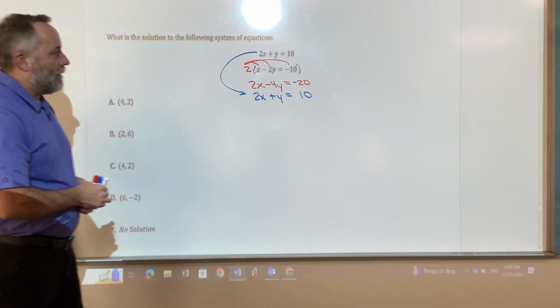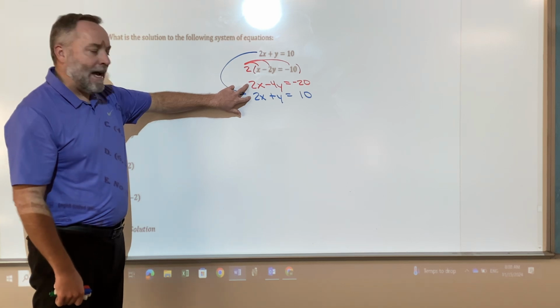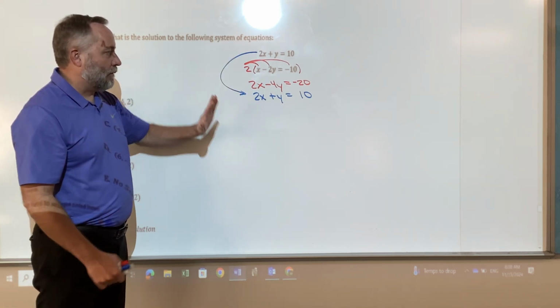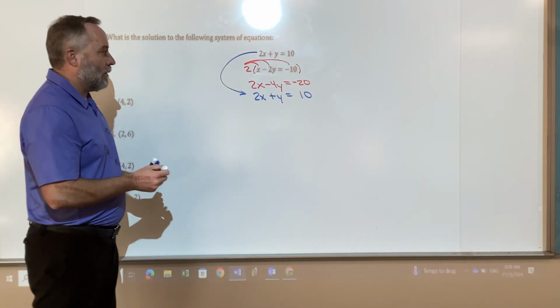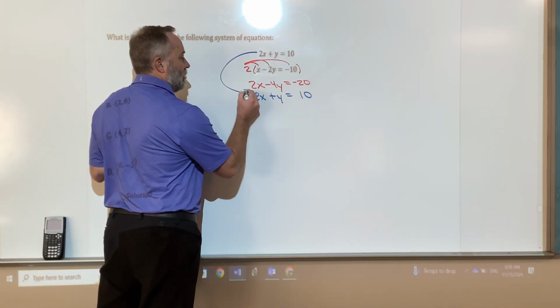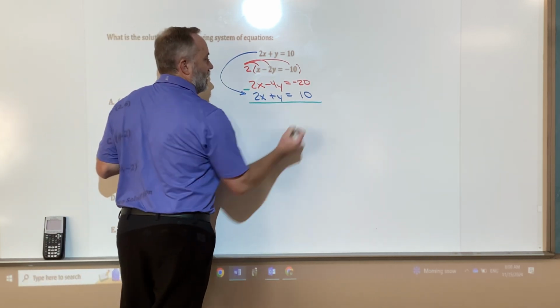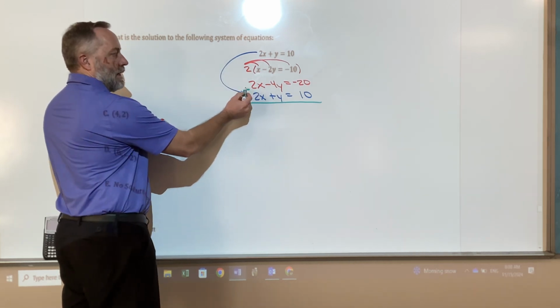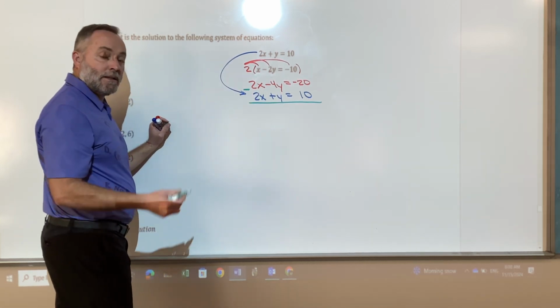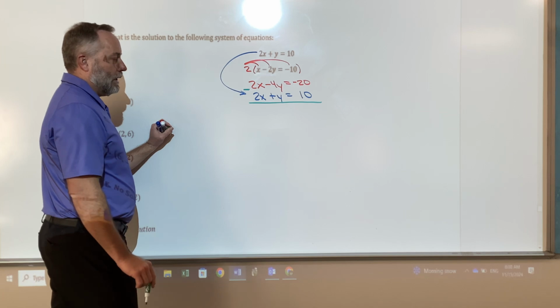All right, now that we have the coefficients that match, we want to get rid of one of the variables so that we can solve for the other one. We can do that by subtracting these two equations. If we do that, 2x minus 2x is 0x. They eliminate, that's why we did it.